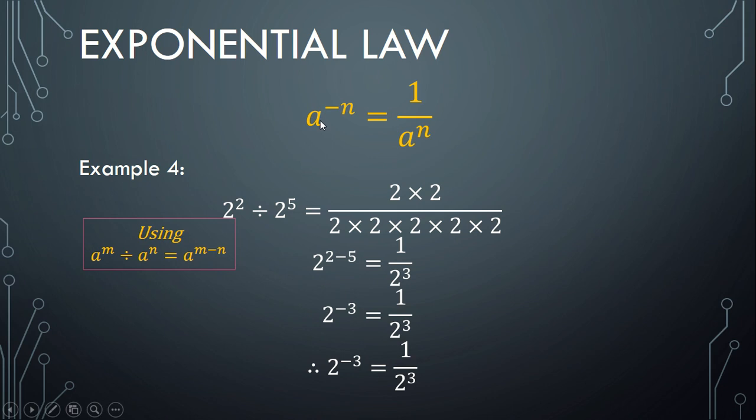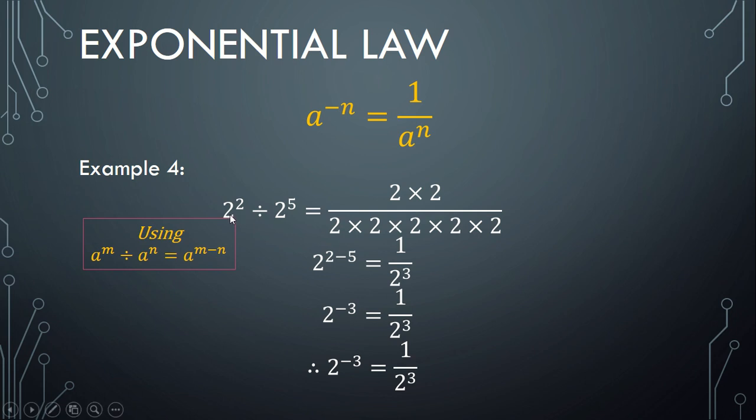The formula number 4 says that if we have a to the power of negative n, this is equivalent to 1 over a to the power of n. The negative here shows that a to the power of n is the denominator of a fraction. Let's take a look at the example.